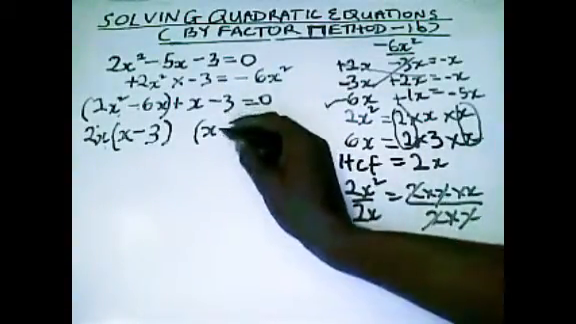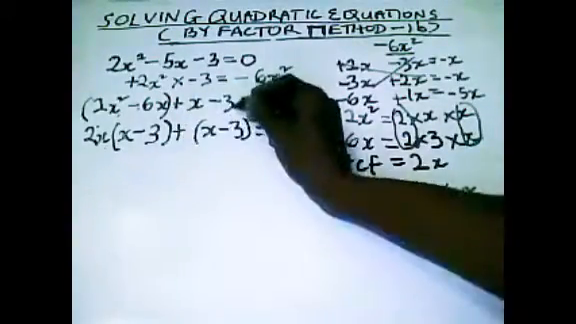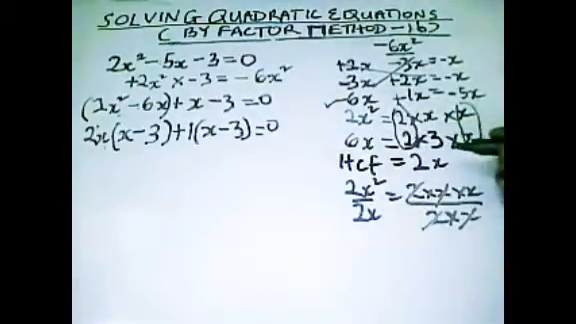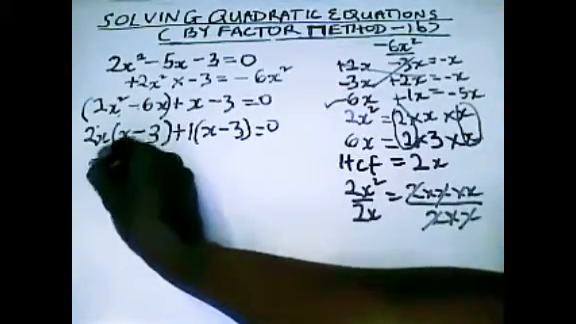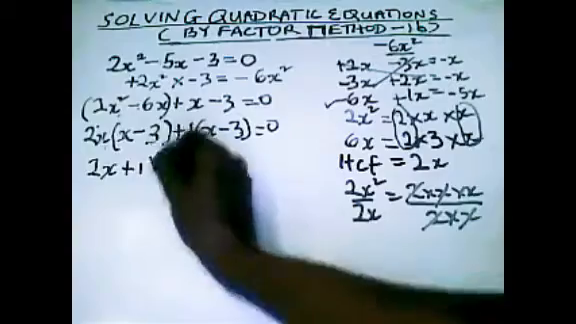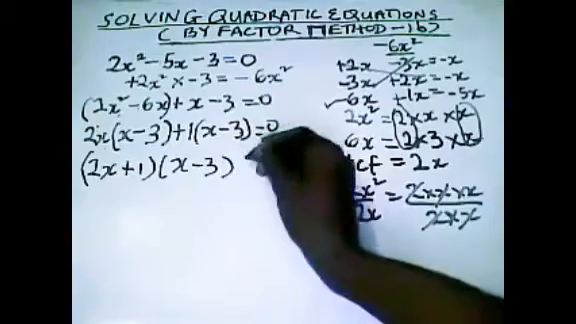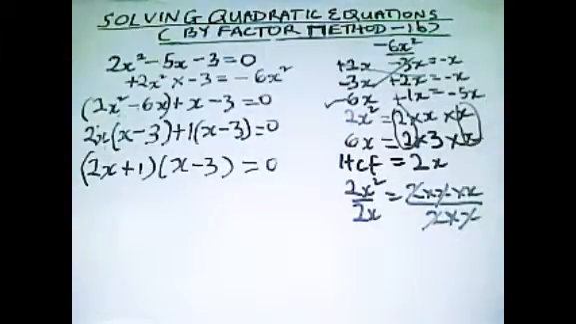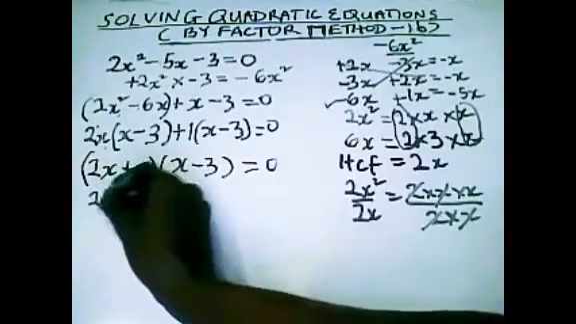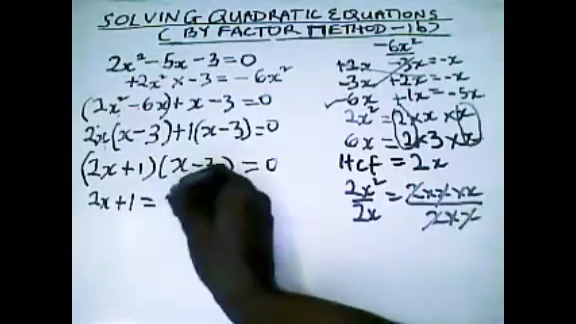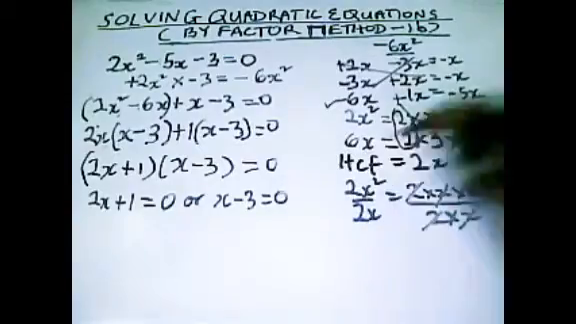The next thing we do also is to get the value in front of the second bracket. Now minus minus will give us plus. So when you divide 3 by 3, you have 1. So that is how we have the value. Now we group the HCF together. That is 2x plus 1 into one bracket, and the common factor x minus 3 into the next bracket. Now from here, either of these two must give us 0. So we say 2x plus 1 must give us 0, or x minus 3 must give us 0.